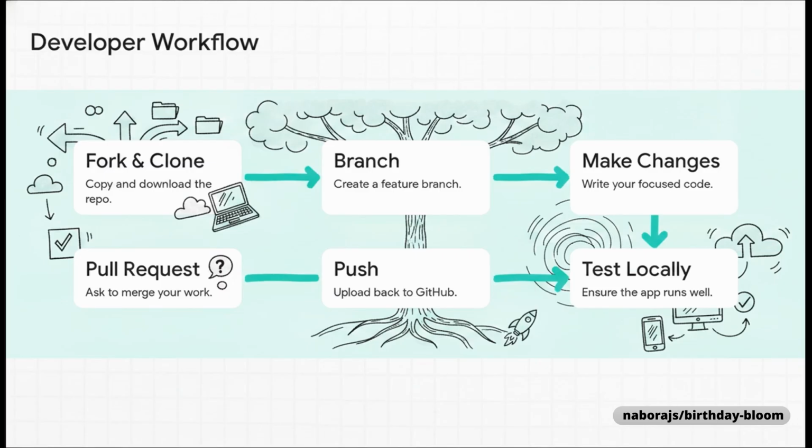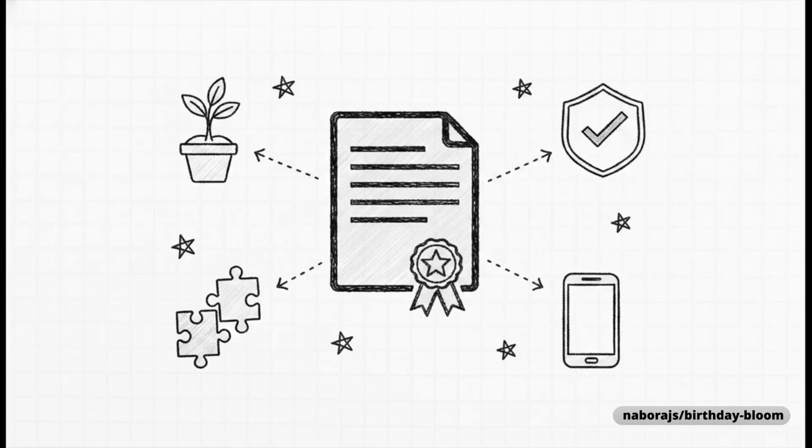A pull request is literally just you asking the Birthday Bloom maintainers to merge your alternate timeline back into their main universe. While you're in there making those focused changes, just keep the project's coding standards in mind. Remember that environment first rule we talked about earlier? Also, the project relies on Tailwind utility classes for styling and Zustand for state management. You'll definitely want to check the styleguide.md file. Oh, and before you push your code, just make absolutely sure it builds without any TypeScript errors and that it still looks good on mobile devices.